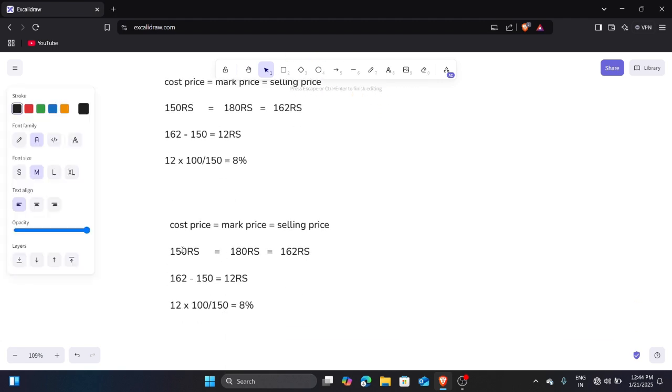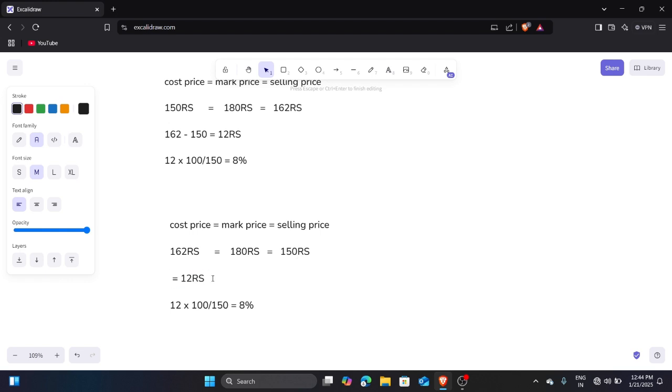If they ask you, if the shopkeeper gets some loss, like this. I just change the number. The cost price is this, the mark price is this, but he sells the product at 150, so that he gets some loss. It means how much loss does he get?